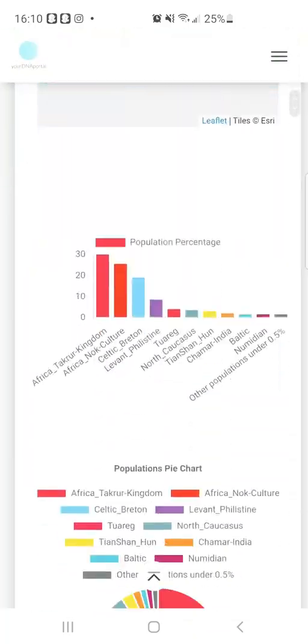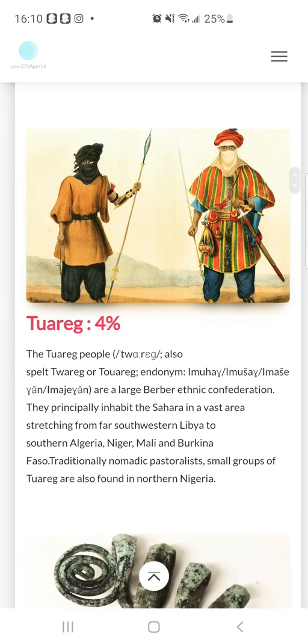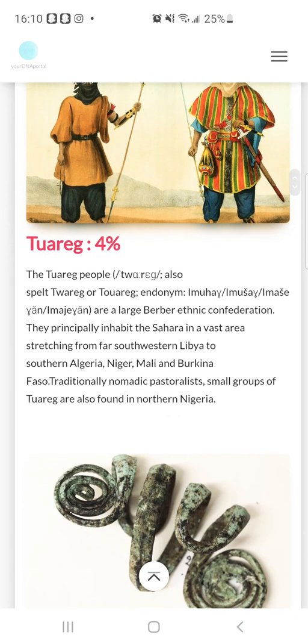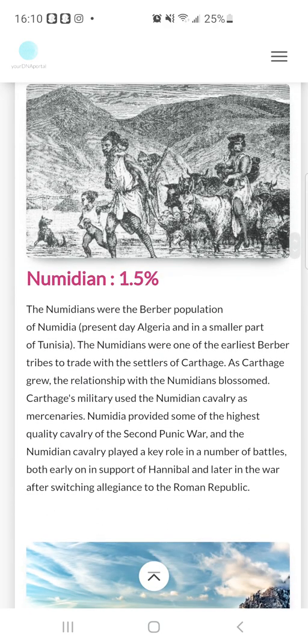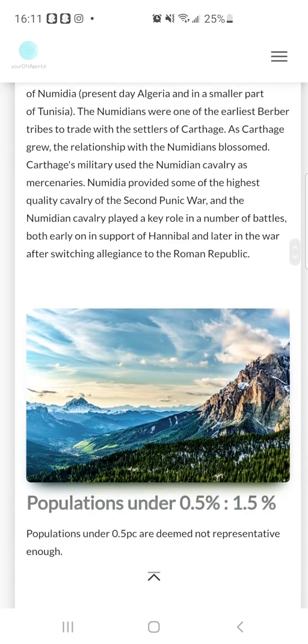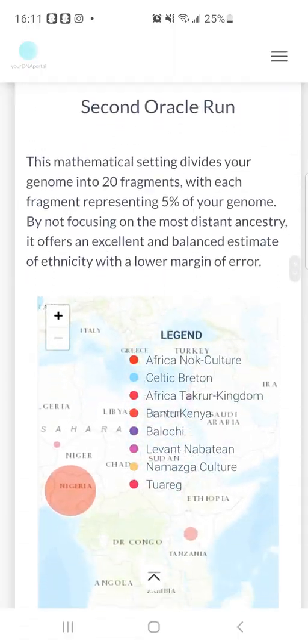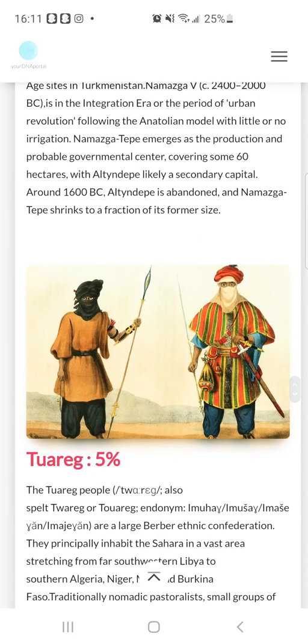We're going to see, and you can see already that I got Tuareg right there. Okay, and then you can go a little bit, and I got Numidian. The Numidian were the Berber population of Numidia, present-day Algeria. The Numidian were one of the earliest Berber tribes to trade with the settlers of Carthage. So I showed you the Carthage samples already from the other site, and it's all there, guys. It's just following each other.